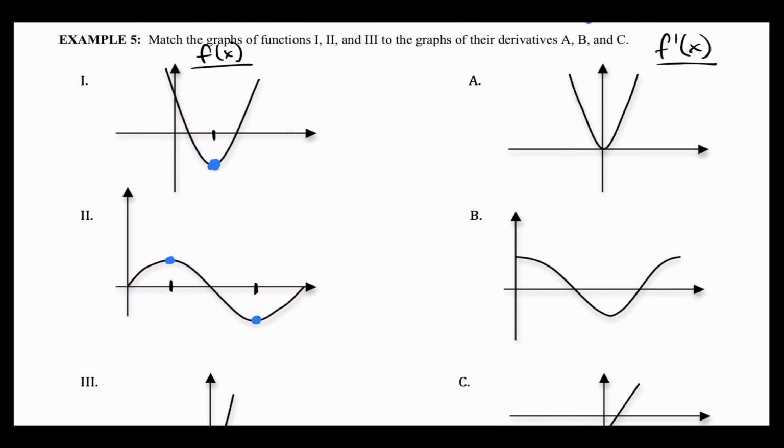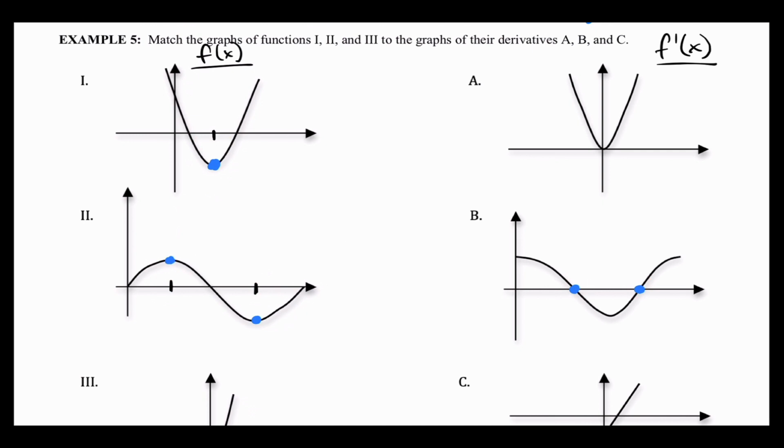Which one crosses the x-axis 2 times? B, right? B crosses the axis 2 times. Where? Here and here. Why does it cross the x-axis? Because it had a slope of 0. So horizontal tangent lines equate to zeros on the derivative graph, right? Another way to do it.